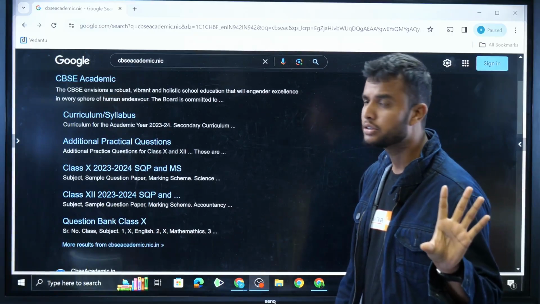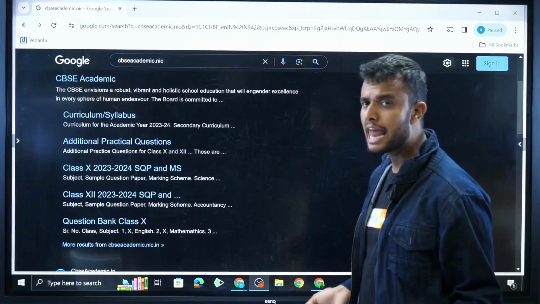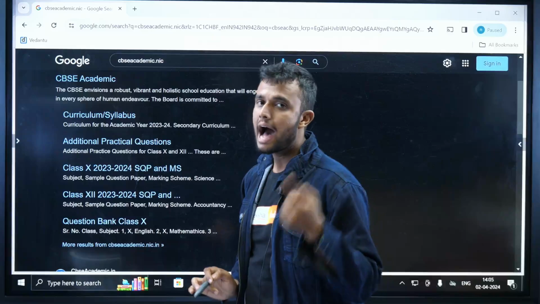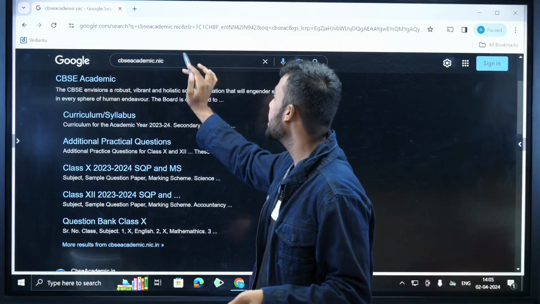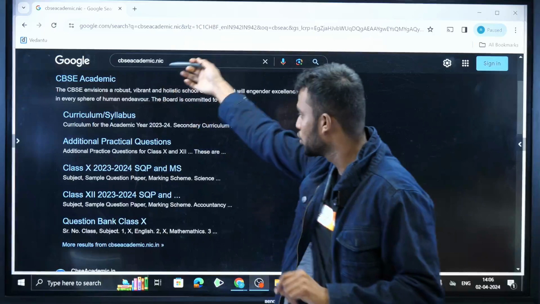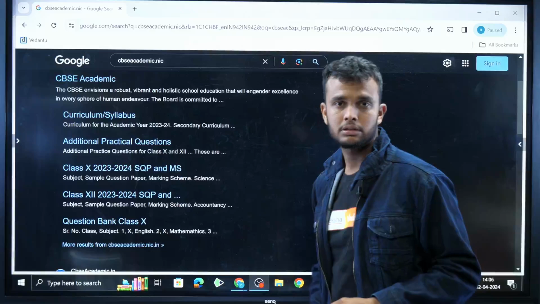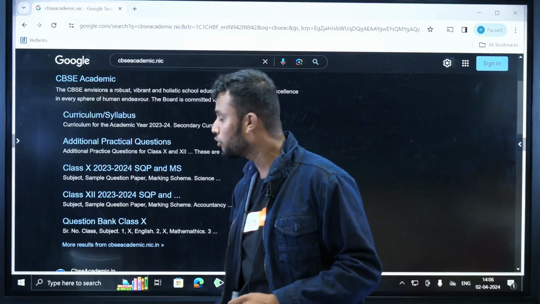How to download? Very simple, students. Take your phone or your laptop and search cbseacademic.nic. I repeat once, cbseacademic.nic. Then you obtain this, then look at your screen, and you get these four websites.